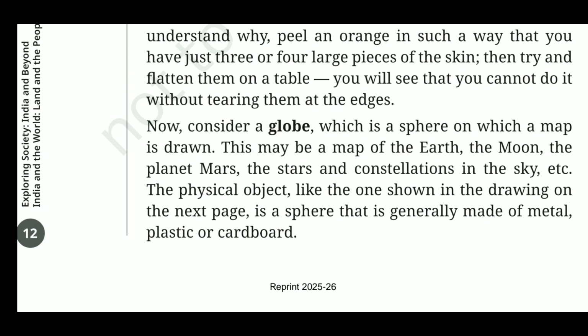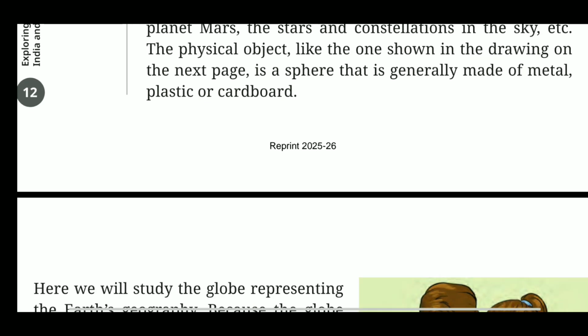Now consider a globe, which is a sphere on which a map is drawn. This may be a map of the Earth, the Moon, the planet Mars, the stars and constellations in the sky, etc. The physical object, like the one shown in the drawing on the next page, is a sphere that is generally made of metal, plastic or cardboard.